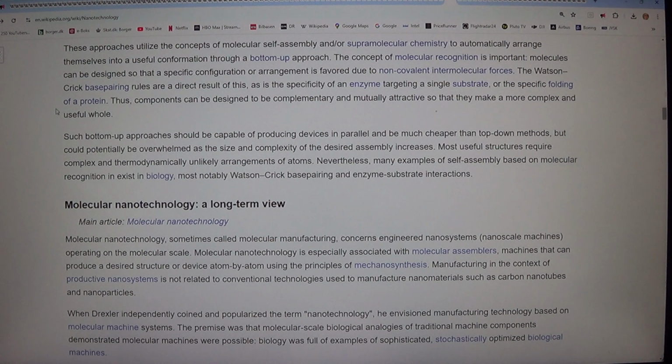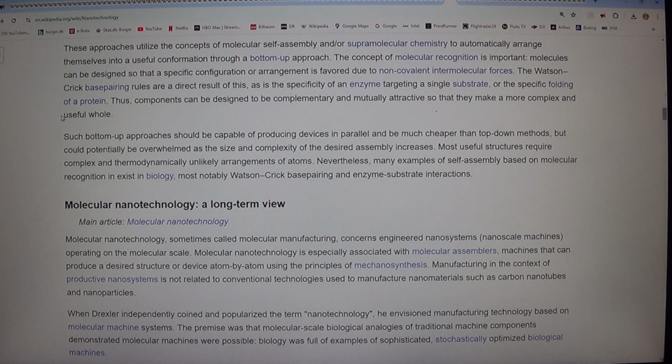Such bottom-up approaches should be capable of producing devices in parallel and be much cheaper than top-down methods, but could potentially be overwhelmed as the size and complexity of the desired assembly increases. Most useful structures require complex and thermodynamically unlikely arrangements of atoms. Nevertheless, many examples of self-assembly based on molecular recognition exist in biology, most notably Watson-Crick base pairing and enzyme-substrate interactions. Molecular nanotechnology, a long-term view.